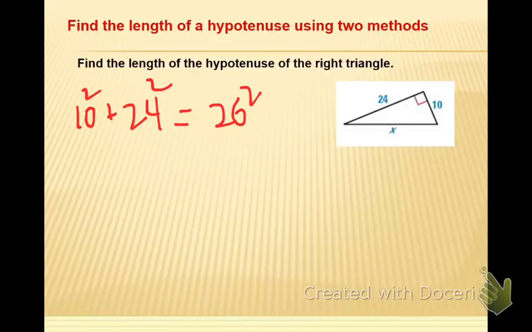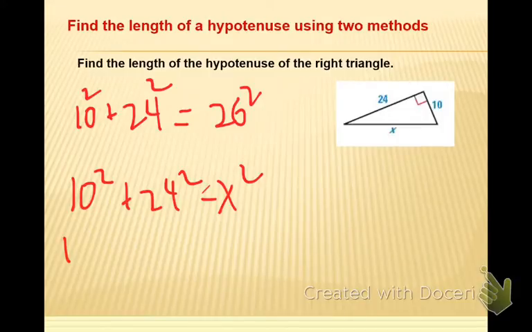If you don't recognize a Pythagorean triple, what can you always do? Aaron? Yeah, do the Pythagorean theorem. So we'd have 10 squared plus 24 squared equals x squared. So that's going to be 100 plus, what's 24 squared? Somebody do that for me. 24 squared? What is it?